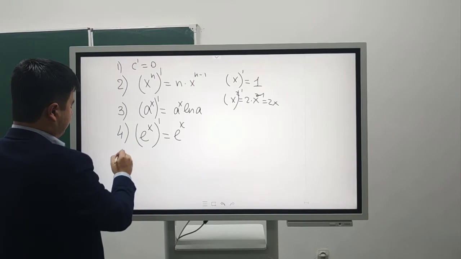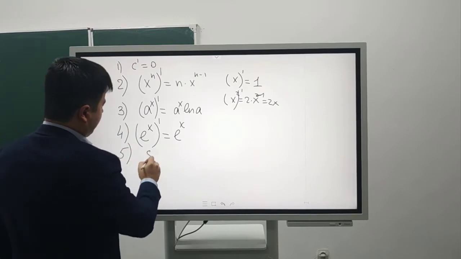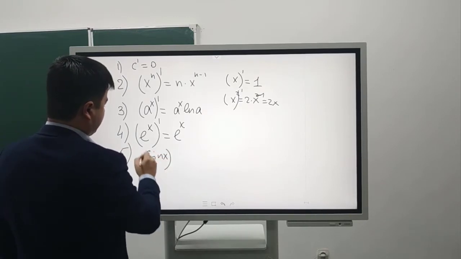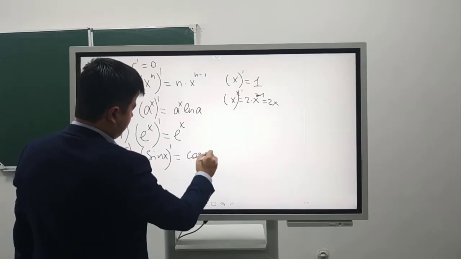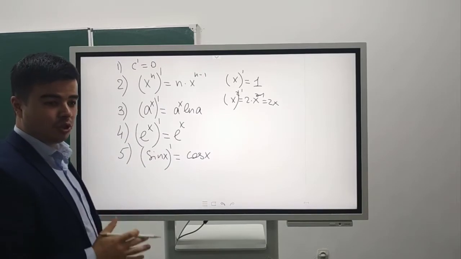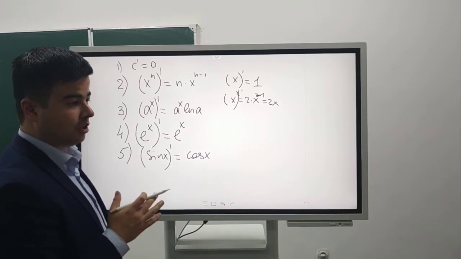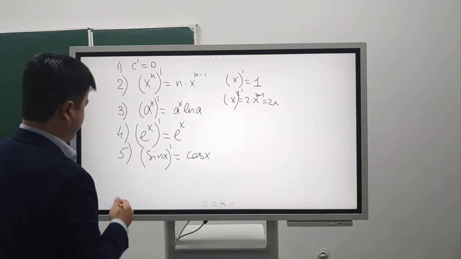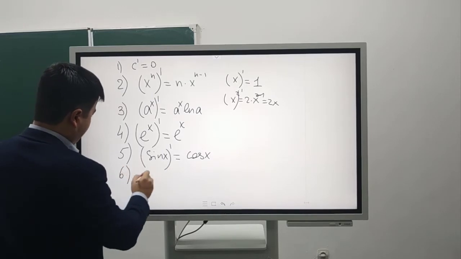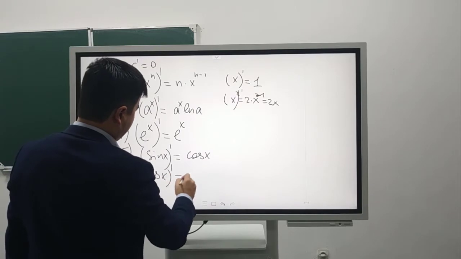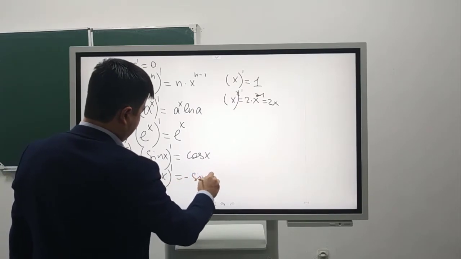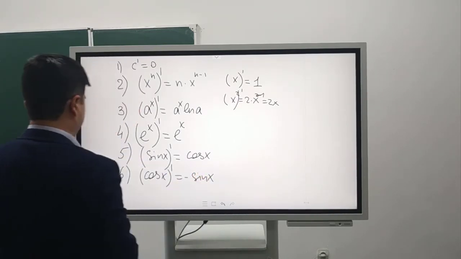And now, any trigonometric functions, sine x, its derivative is cosine x. This is the table of derivatives of elementary functions. And cosine x, its derivative is minus sine x.